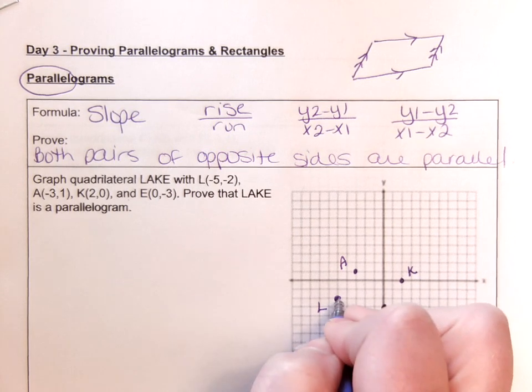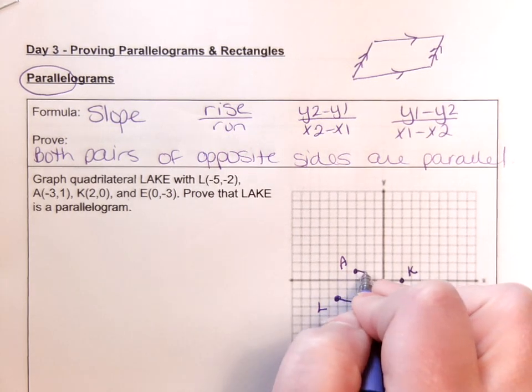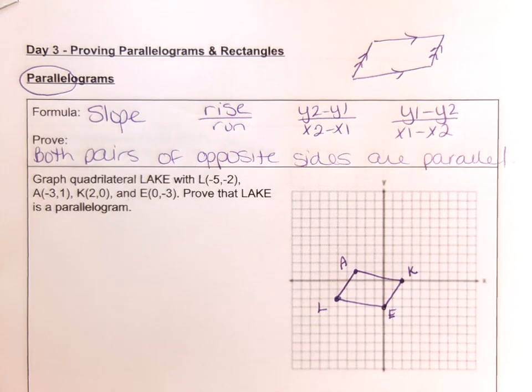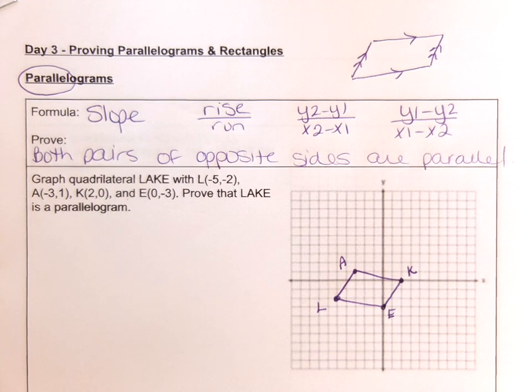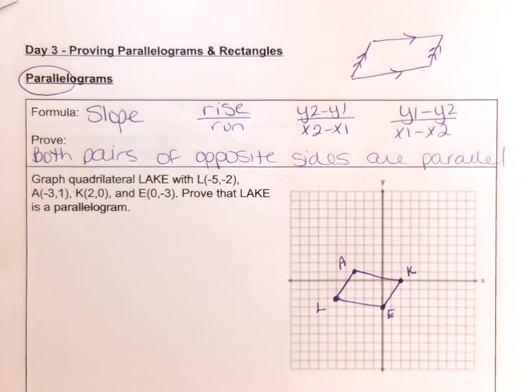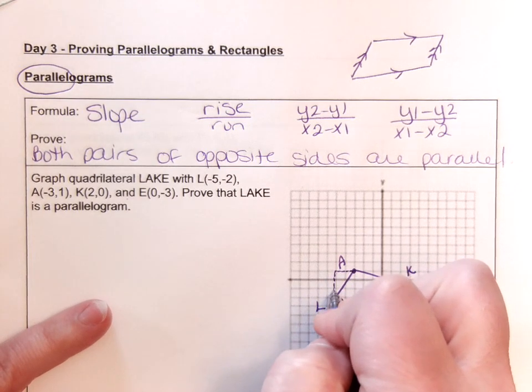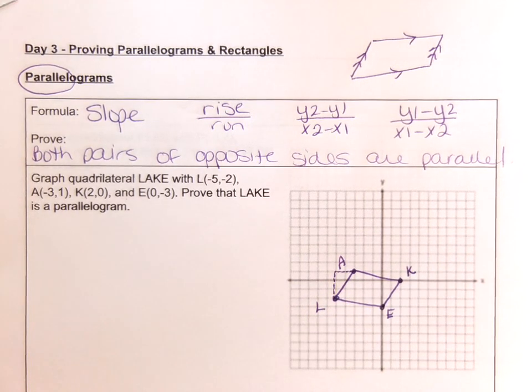If you have a straight edge, go ahead and use it. But if you can draw some nice straight lines, that's awesome too. So we're going to prove that LAKE is a parallelogram. So this is how I like to do it. Off of each side, I like to draw a right triangle. So I kind of do this little dashed right triangle.